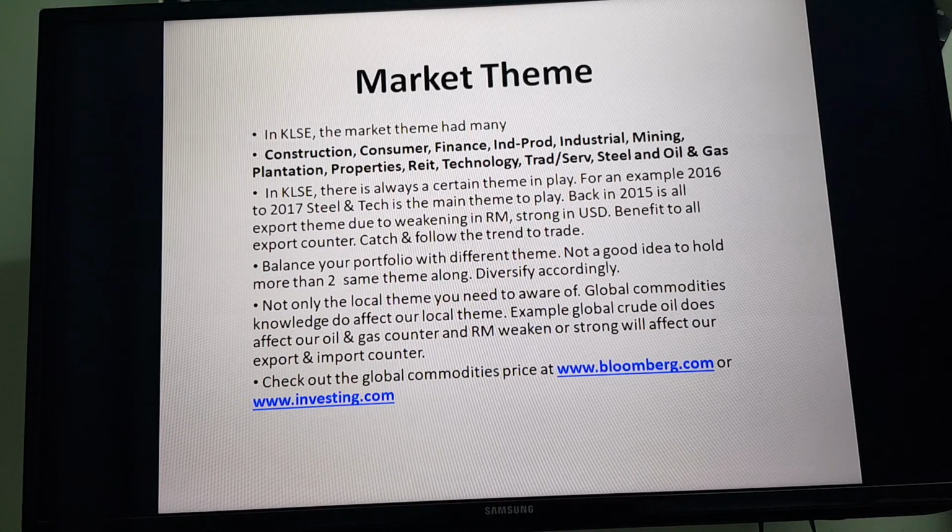And not only the local theme you need to be aware of, global commodities knowledge does affect our local theme as well. So for example, if you are investing in oil and gas counters, you need to look back and check the global commodity price at www.bloomberg.com or www.investing.com. These 2 websites can help you check the crude oil. The barrel I think is currently at roughly about 76 or 77.